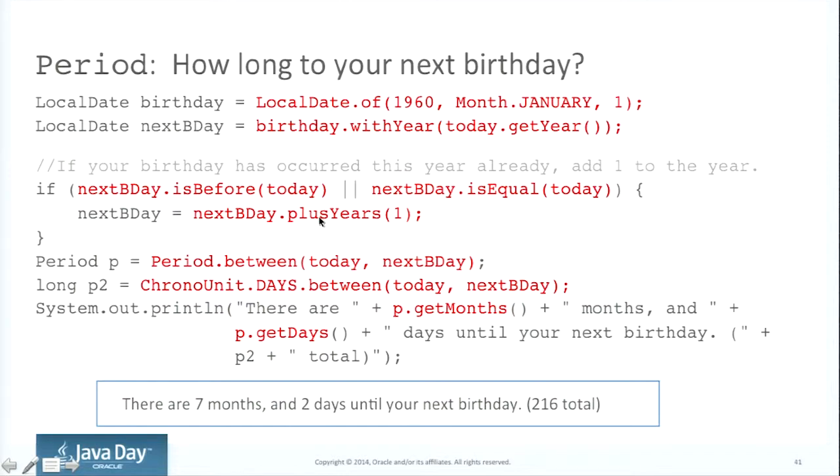Once we find out when my birthday is, either this year or next year, I want to count how many days until that day. So we need a period from today to the next birthday, and I want to count using days. So that's how I can extract when my next birthday is and the total number of days.